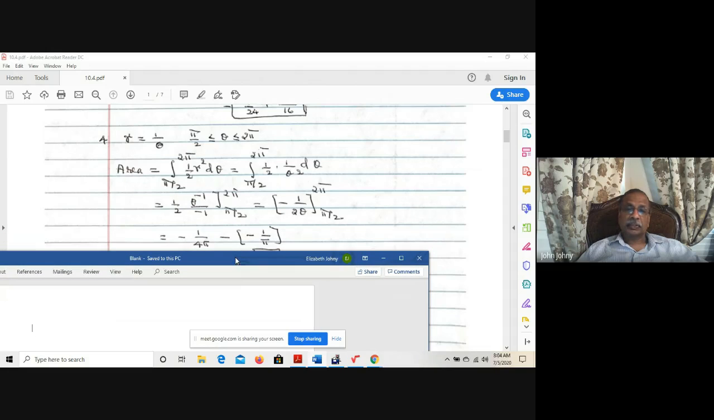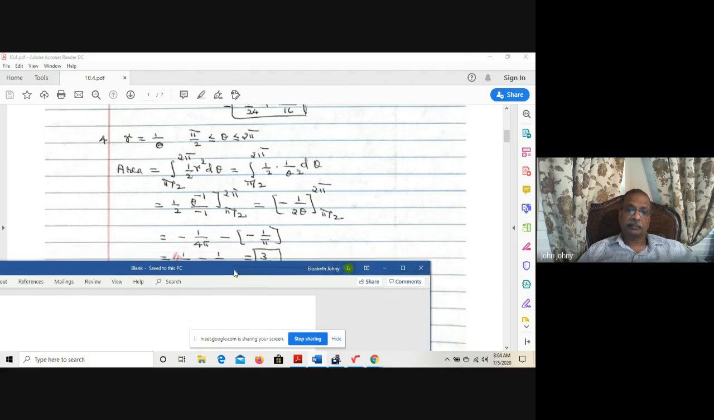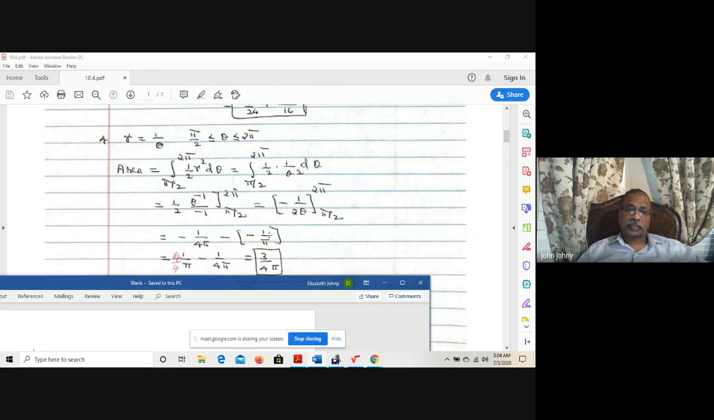Now substitute the limits. When you substitute the upper limit, it becomes negative 1 over 2 times 2 pi, that is negative 1 over 4 pi, minus. Now substitute the lower limit, negative 1 over 2 times pi over 2. That is negative 1 over pi. And 2 negatives make a positive, so this is a positive 1 over pi.